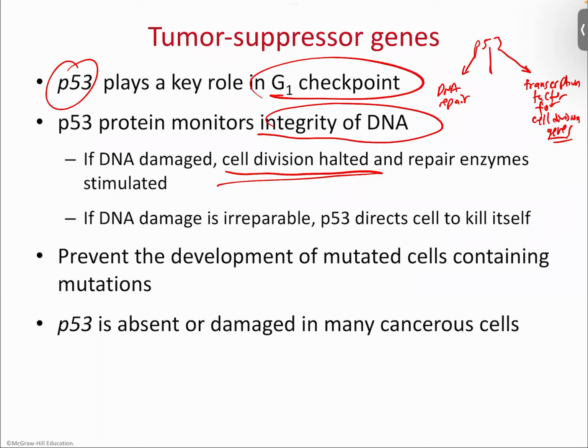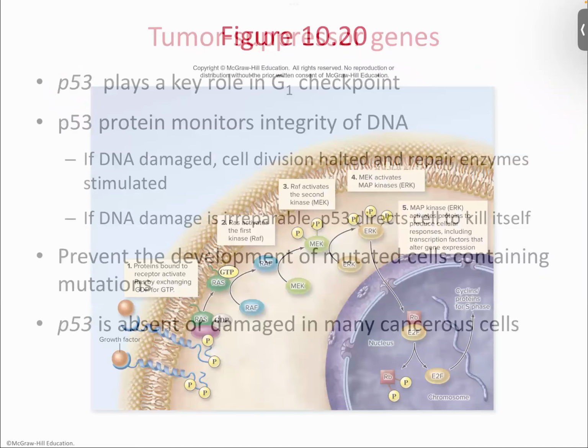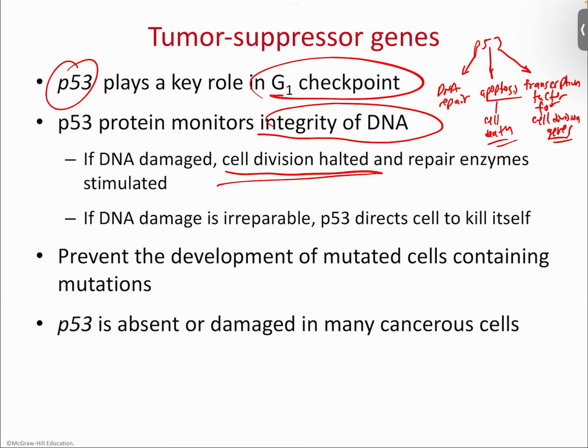And then the third major thing that it does is apoptosis. What's apoptosis? That's cell death. So the trajectory is very clear. If you're a cell and you've got a bunch of damage in your DNA, P53 is going to pick that up. It's going to halt the cell cycle, and it's going to give you some time to repair that. So it's going to start turning on all of those repair mechanisms and give you a chance to fix your DNA.